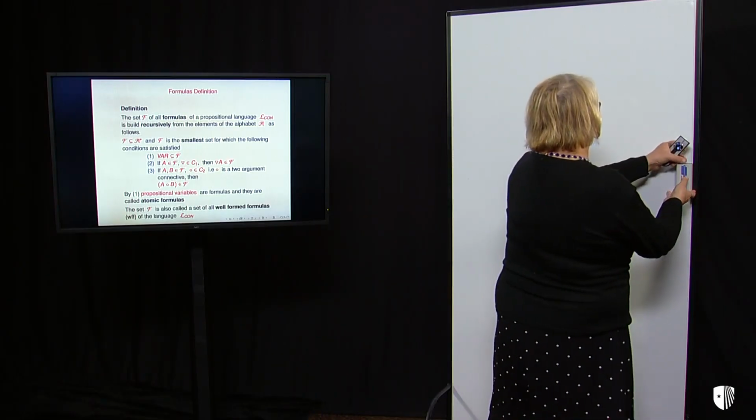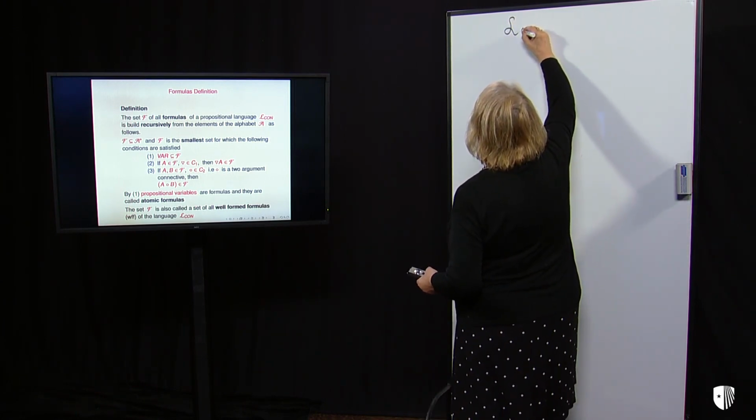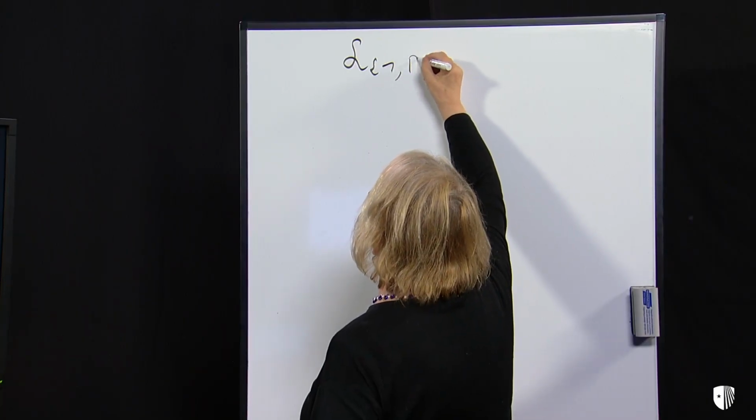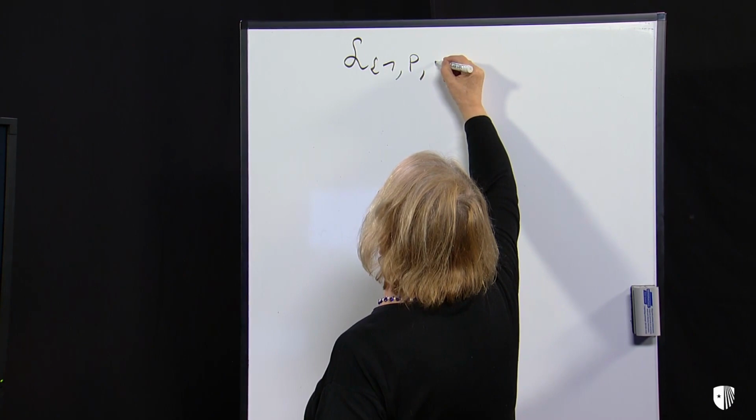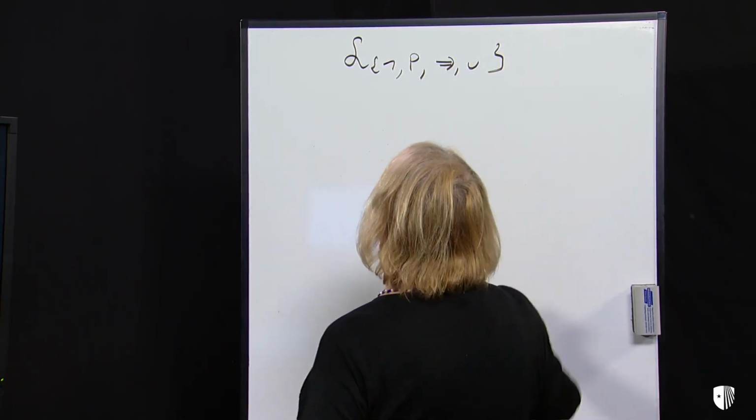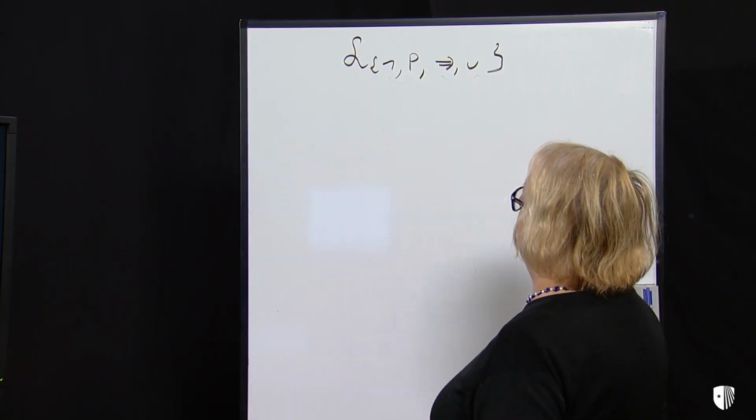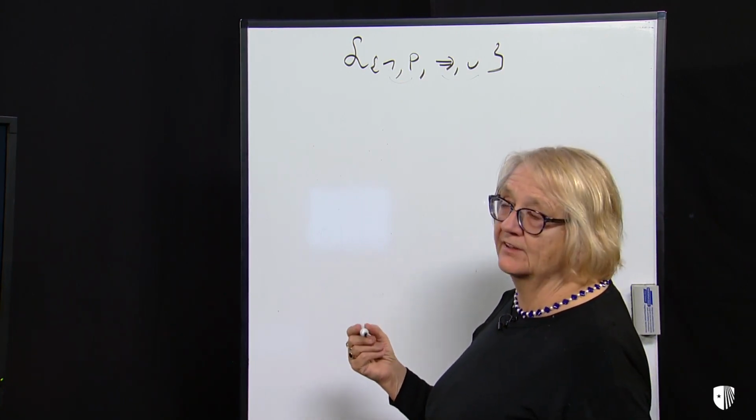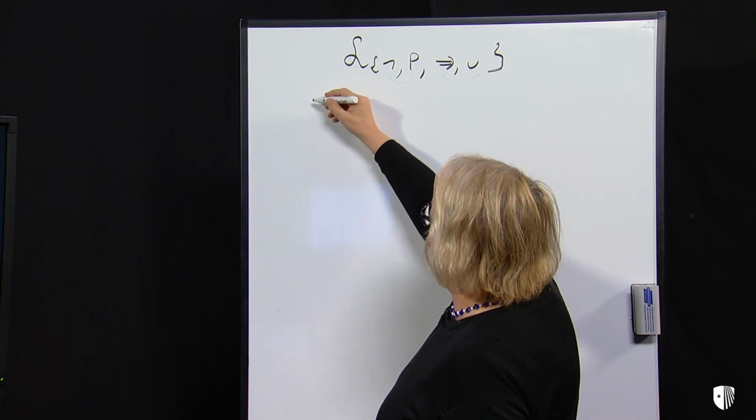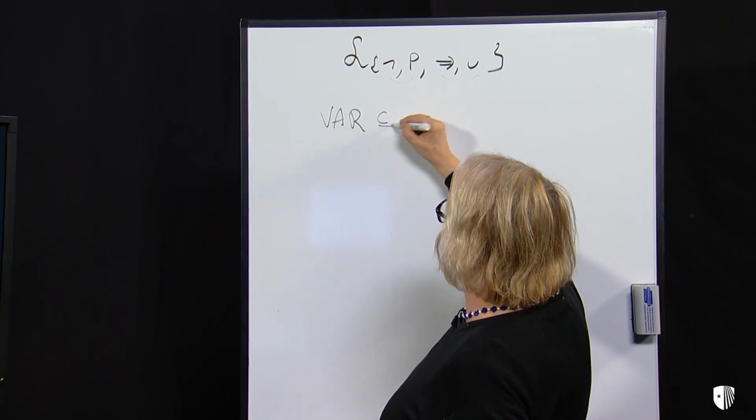Let's do an example. Let's take a language which has, let's say, negation, implication, and disjunction as its set of connectives. Negation is unary, and implication and disjunction are binary. What would be the set of formulas of that language? We have that variables are always formulas.